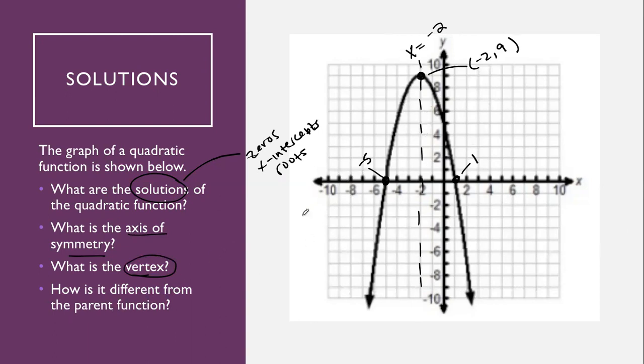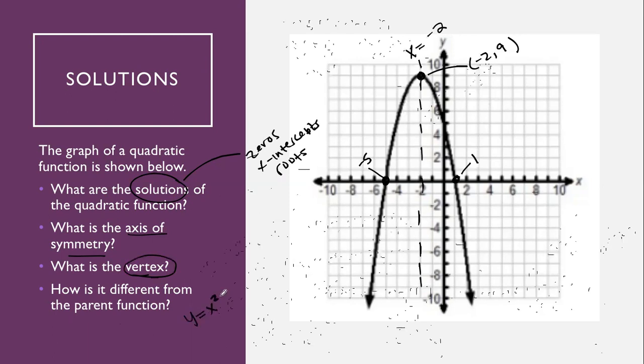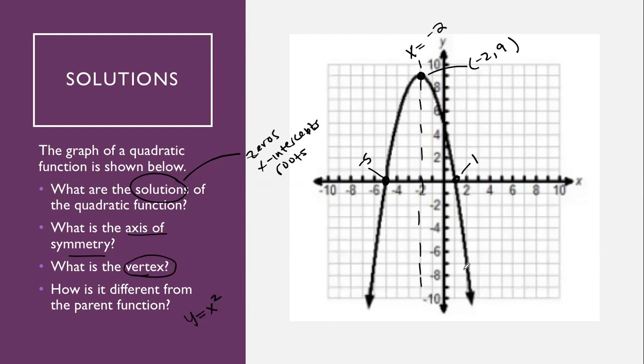All right, what's different from the parent function? That's just asking, remember my parent function is y equals x squared. So this is flipped upside down. Since this is flipped upside down, what do I know about this? It's reflecting across the x-axis. What else do I know about this? What do I know about the equation?